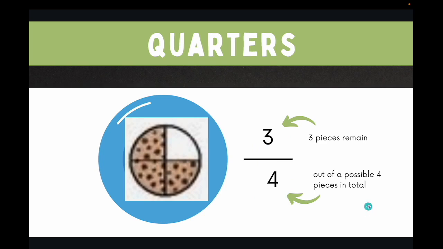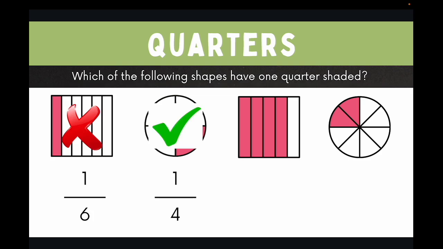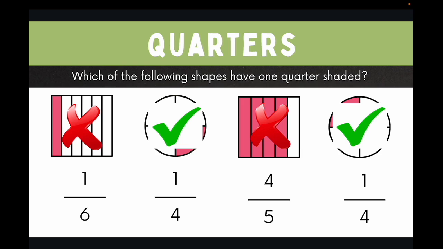You seem to be doing great, so let's look at these shapes. Which of the following shapes has 1/4 shaded? The first image has 1 out of 6 parts shaded for a fraction of 1/6. The second image represents the fraction 1/4. The third image has 4 out of 5 parts shaded for the fraction 4/5. The fourth image has 2 out of 8 parts, or 2/8, which is equivalent to 1/4.